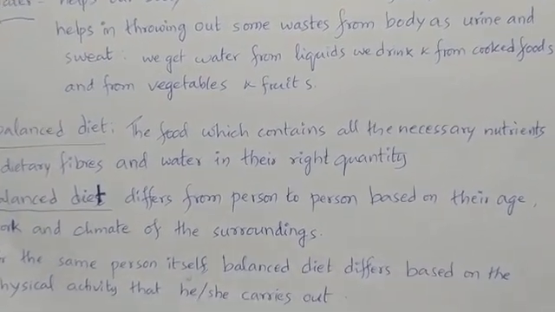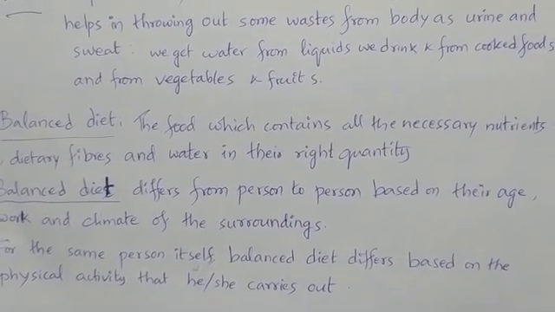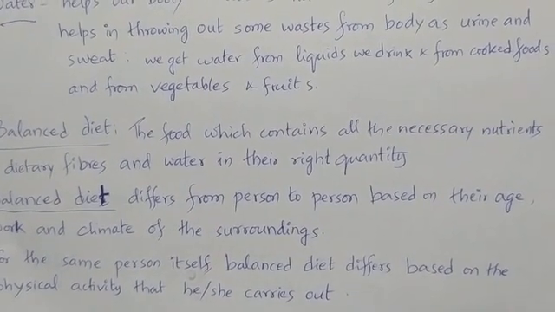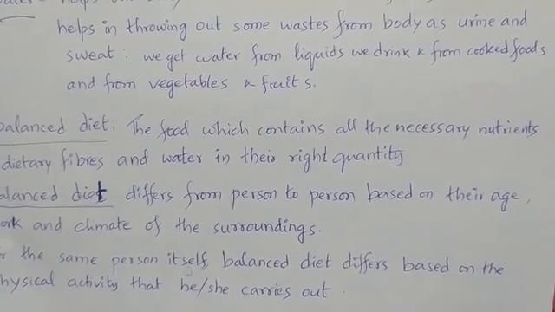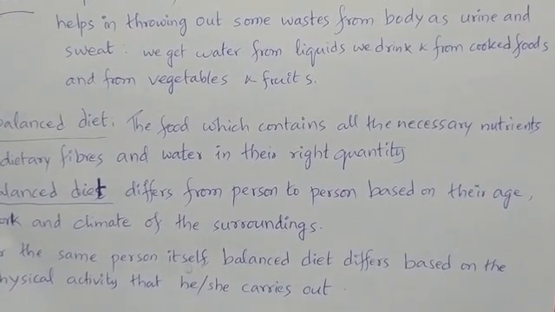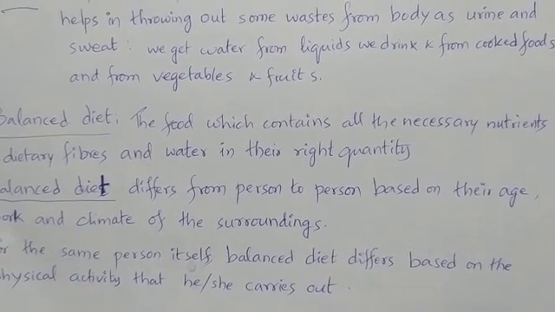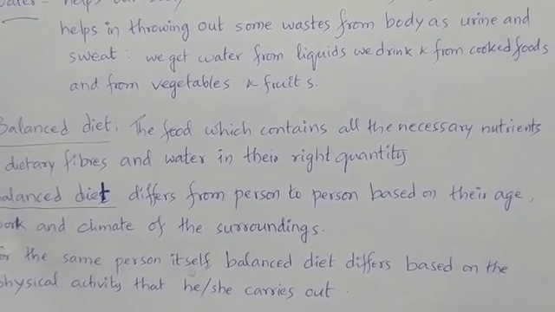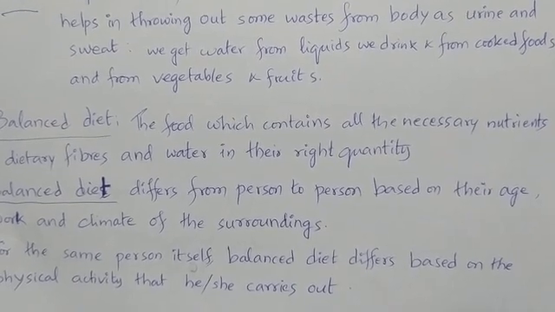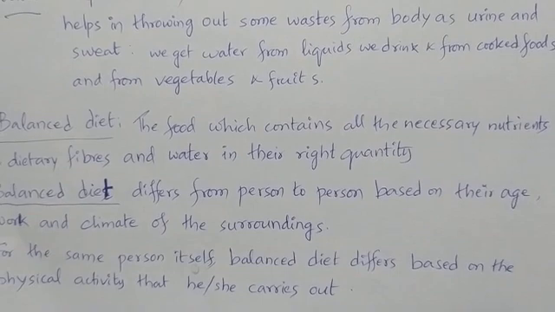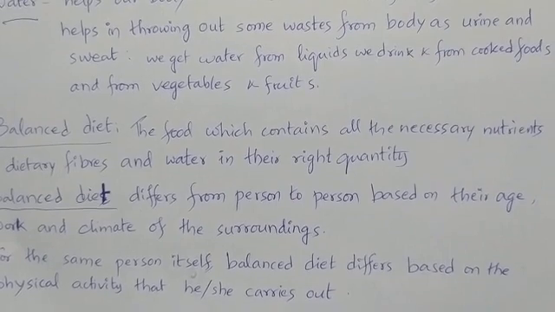Next, coming to balanced diet. The food which contains all the necessary nutrients, dietary fibers and water in the right quantity is known as balanced diet. Taking a balanced diet, not less, not more, keeps our body healthy. Along with that, if we are doing physical activities as per our body requirement, generally we can stay healthier. So a balanced diet is the food which contains all the necessary nutrients, dietary fibers, and water in the right quantity.